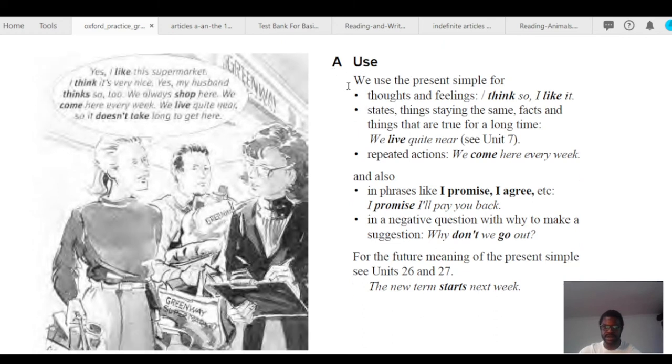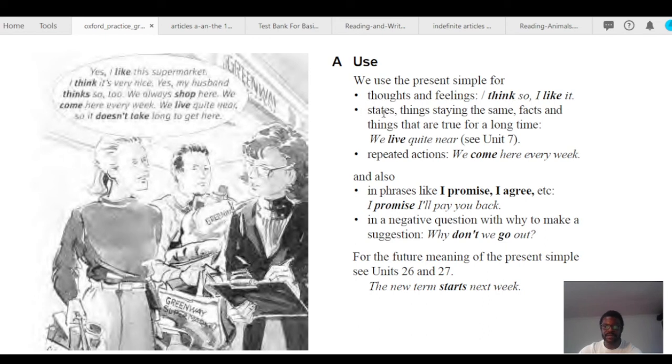We use the present simple for thoughts and feelings. This one I never told you about: thoughts and feelings. It's like, what do you think? What are your thoughts? What are you thinking? Or what do you like? I like it. Okay, what do you like? Thoughts are the things that you think, and feelings are how you feel. My mother loves me. So, feeling.